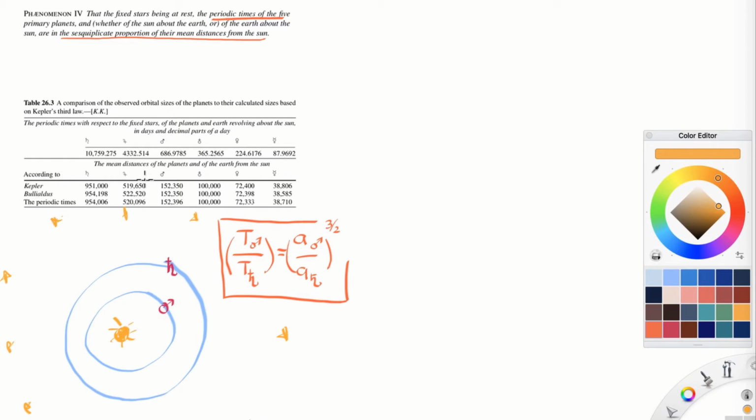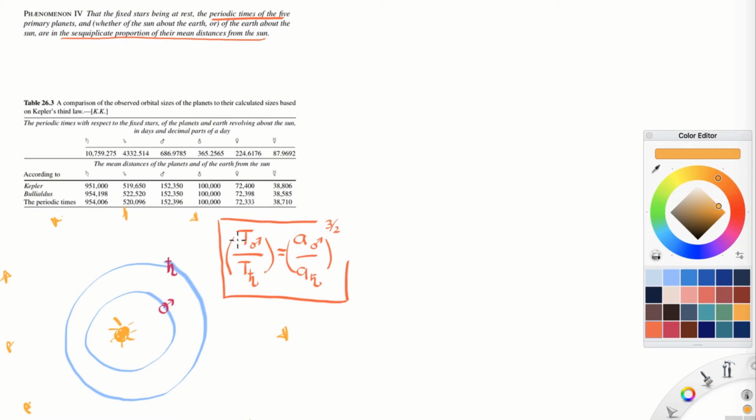Now, down here, he's giving us data on the mean distances of the planets and of the Earth from the Sun. It's not quite clear what units he's using, but here he's got the Earth. According to Kepler's data, it's 100,000 units of distance away from the Sun. According to Boulliau, it's 100,000 right here. So this is the experimental data, the first 2 rows. Using the same units, Venus is 72,000 units of distance away from the Sun, Mercury is 38,000, Mars is 152,000, and so on. What you could do is calculate the expected value using this formula of the distance from the Sun of each of those planets.